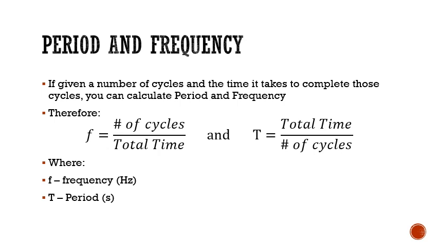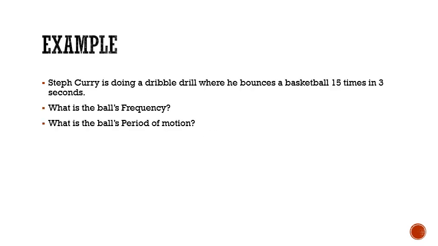Also keep in mind that if you find frequency, you can just do 1 over F to get period, and if you find period, you can just do 1 over period to get frequency.